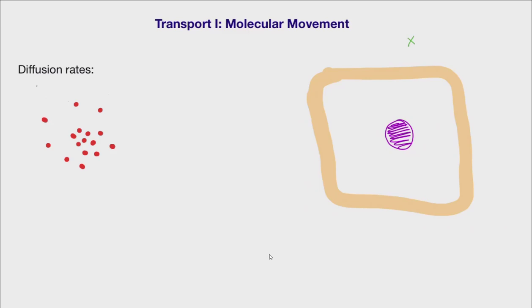So it turns out that there are two things that impact how quickly molecules will move. One of which is the temperature. The warmer the temperature, the faster they move. So in a refrigerator, a molecule might move like this, really slow, where at 60 degrees Celsius, it might be moving like this, really, really fast. So the faster molecules move, the faster they diffuse.